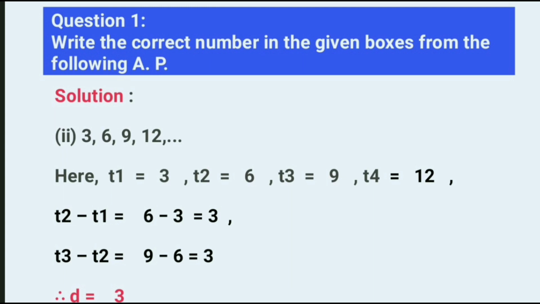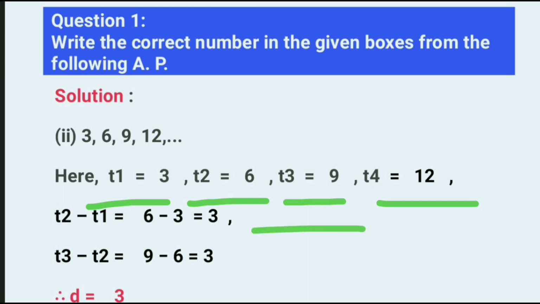क्वेश्चन नंबर 1 का सब क्वेश्चन 2, द गिवन AP is 3, 6, 9, 12 and so on. Here T1 is equal to 3, T2 is equal to 6, T3 is equal to 9, T4 is equal to 12. So T2 minus T1 is 6 minus 3 is 3, T3 minus T2 is 9 minus 6 is equal to 3. So the common difference, that is D, is equal to 3.